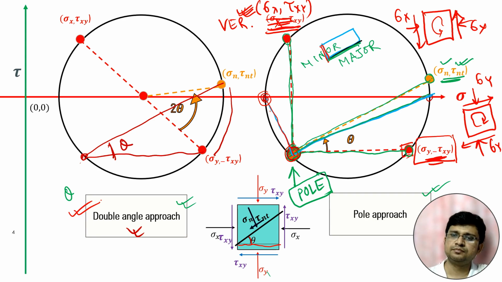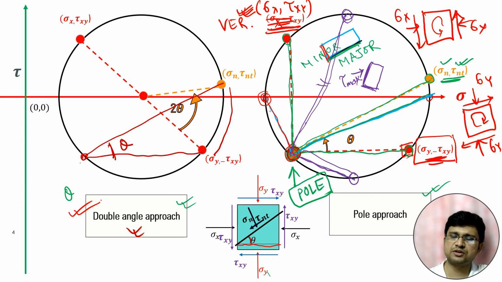Suppose we want to know the plane for maximum shear and minimum shear, we just connect the pole with these 2 points. Then if we draw the line parallel to this particular line, this will be the plane of maximum shear, because this line is connecting the pole with the point of maximum shear. So this will be the plane of tau max, because this line is parallel to this line, and this line is parallel to this line.